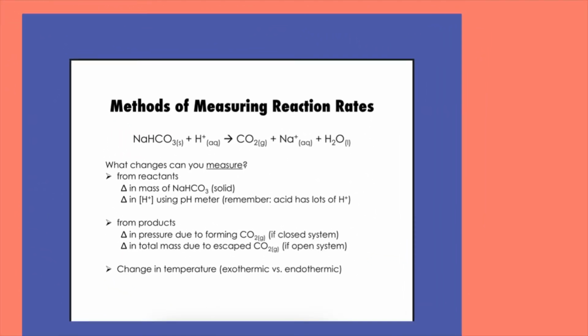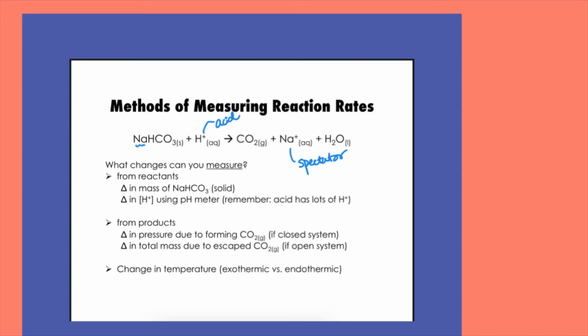So let's try an exercise problem. There's a reaction written here. It's between sodium bicarbonate and H positive, which is another way of indicating an acid, because an acid is what produces hydrogen ion when dissolved in water. And this produces carbon dioxide gas, sodium ion, which is just a spectator from sodium bicarbonate, and we also produce water.